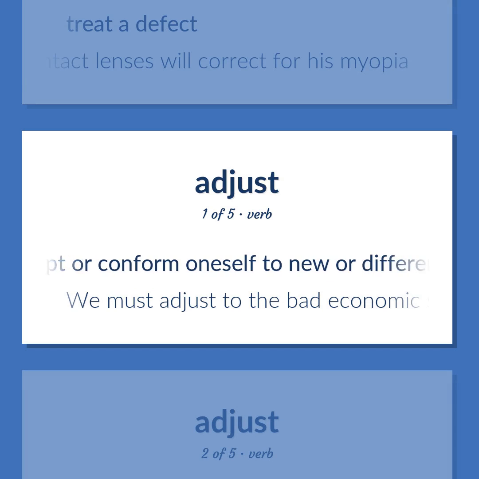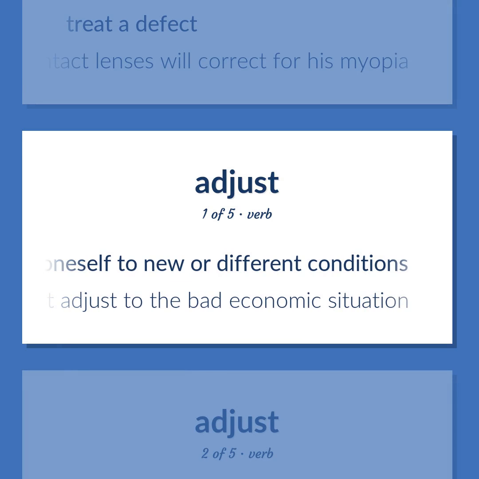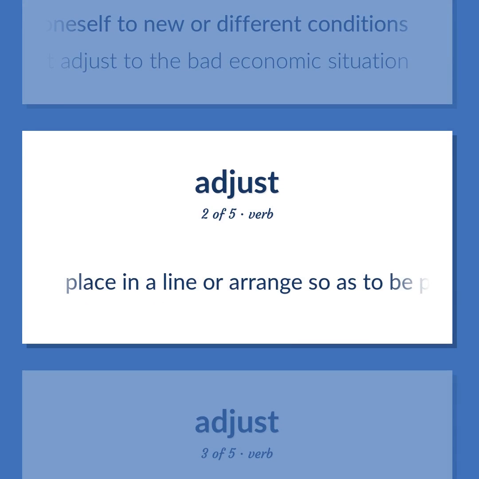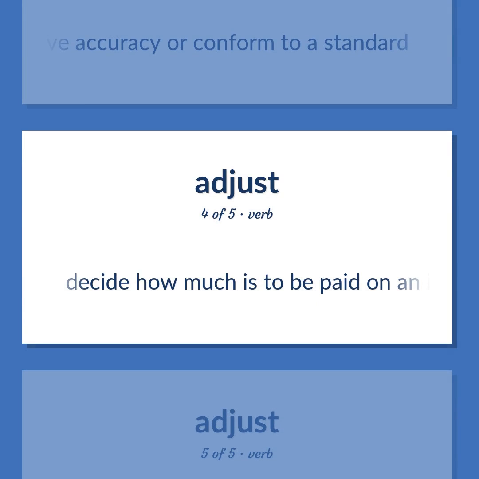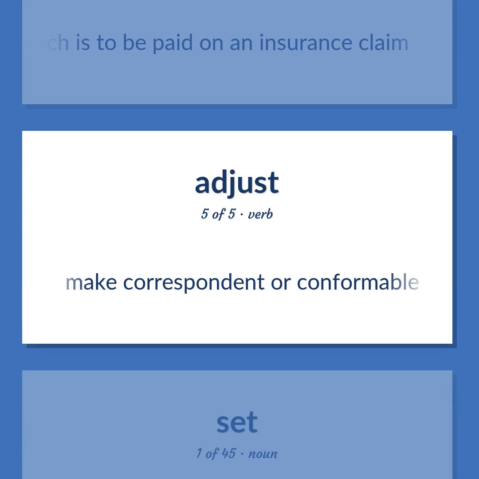Adapt or conform oneself to new or different conditions. We must adjust to the bad economic situation. Place in a line or arrange so as to be parallel or straight. Alter or regulate so as to achieve accuracy or conform to a standard. Decide how much is to be paid on an insurance claim. Make correspondent or conformable.